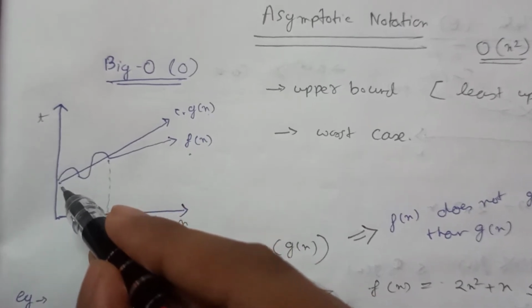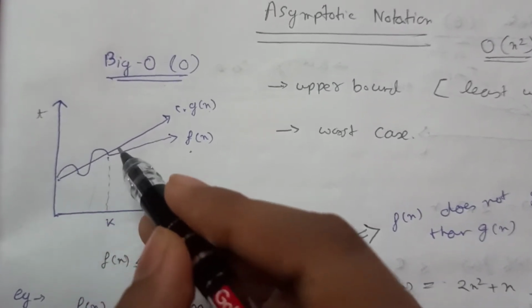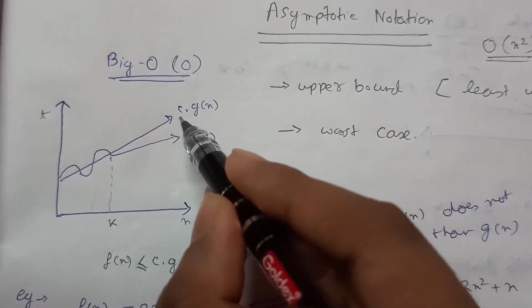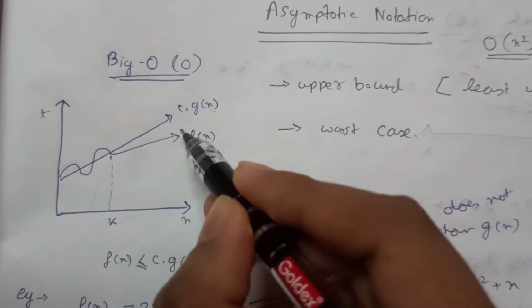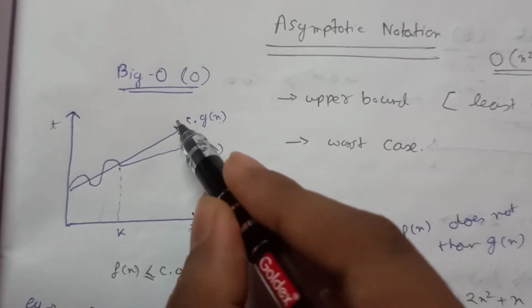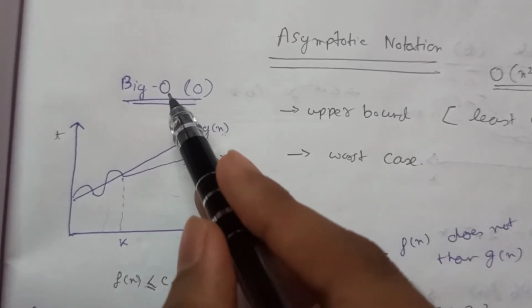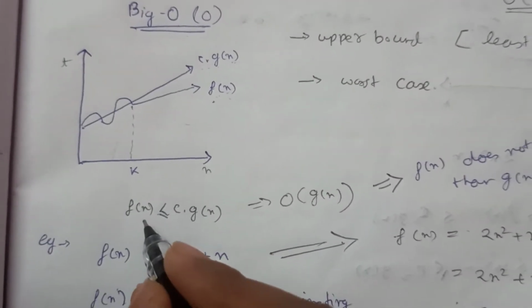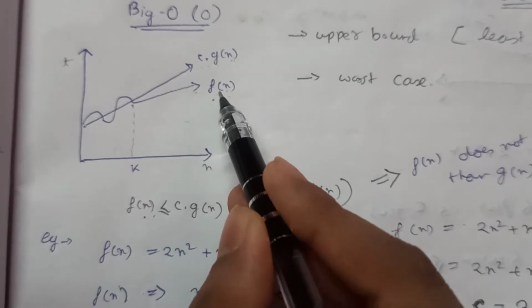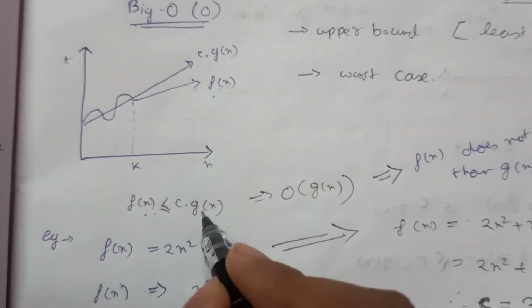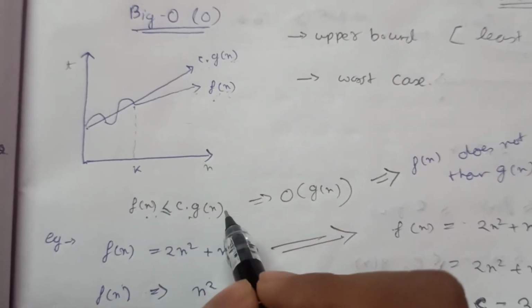So see, in the initial state there are some ups and downs, but at the end f of n is always less than c into g of n. That is, c into g of n is greater than f of n. That is the main part of Big-O notation. So how do we write that? f of n is always less than or equal to c into g of n.